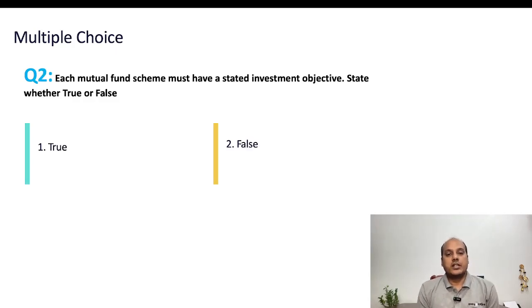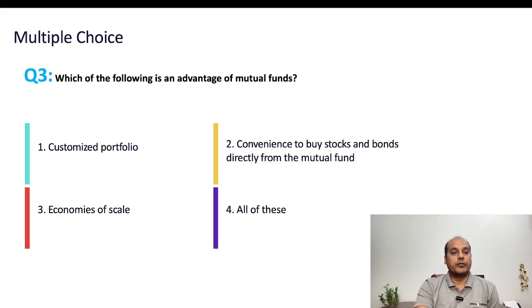Each mutual fund scheme must have a stated investment objective, whether it's true or false. It's very much true. It is very much required. So any mutual fund scheme cannot exist without having a defined, documented investment objective. The option which is correct is option 1, true. Move to question number 3.